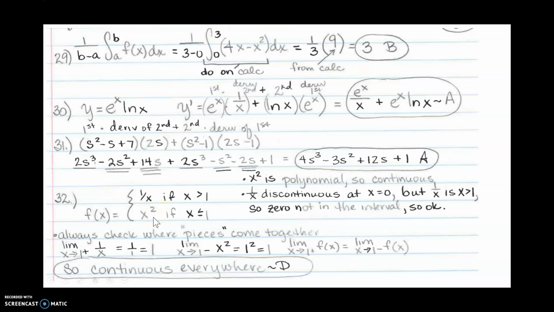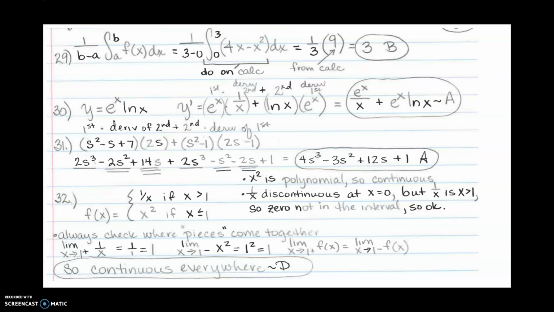And polynomials are continuous everywhere, so no issue there. So the last thing I want to check is where the pieces come together. That's at 1. So I'm going to check my 3-part definition of continuity at 1. So the first part is, is the function defined? So yes, when x is equal to 1, I'm supposed to use x squared, so that'd be 1 squared or 1. So yes, the function is defined and it's 1.